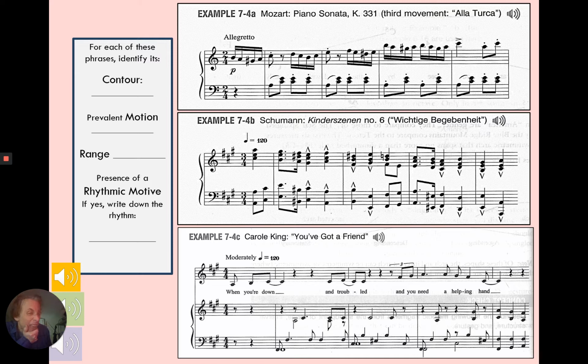So again, these are all just half melodies really, because there's just one phrase, and I think these are two phrase melodies. We'll listen to this again.